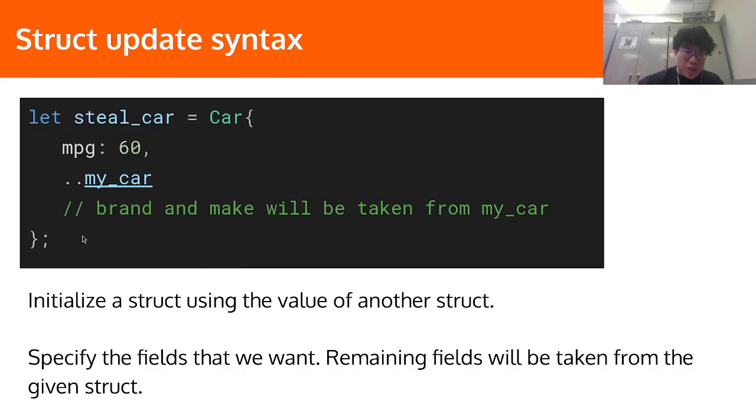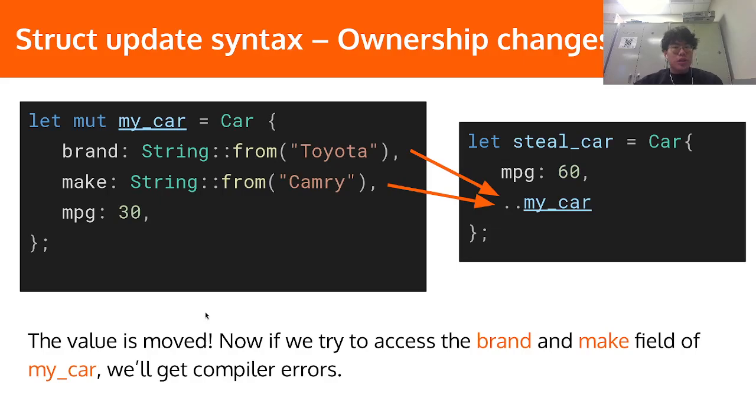Another way to instantiate a struct is to use the values from another existing instance. Remember that previously we already defined the myCar instance of the struct Car. Now we create a new variable called steal car, because we're stealing the values. We instantiate a new struct with a new miles per gallon, and then this means that we will take every remaining field that is not defined from the other struct that we've already initialized. So we just specify the fields that we want to define ourselves, and then the remaining fields will be taken from the other struct.